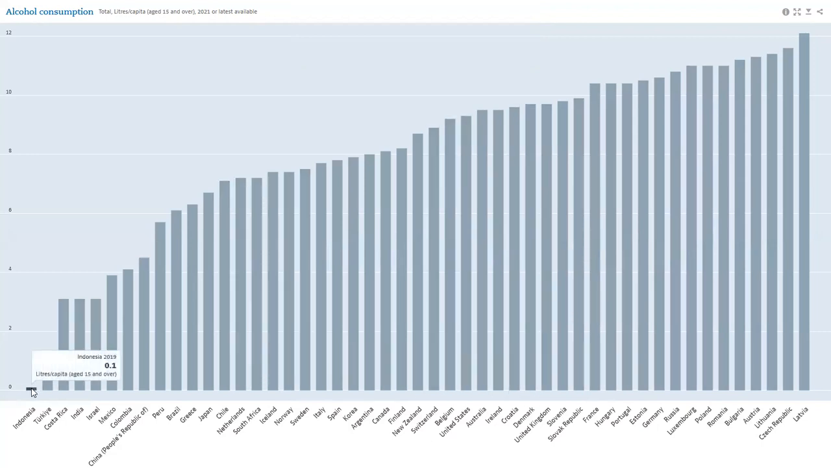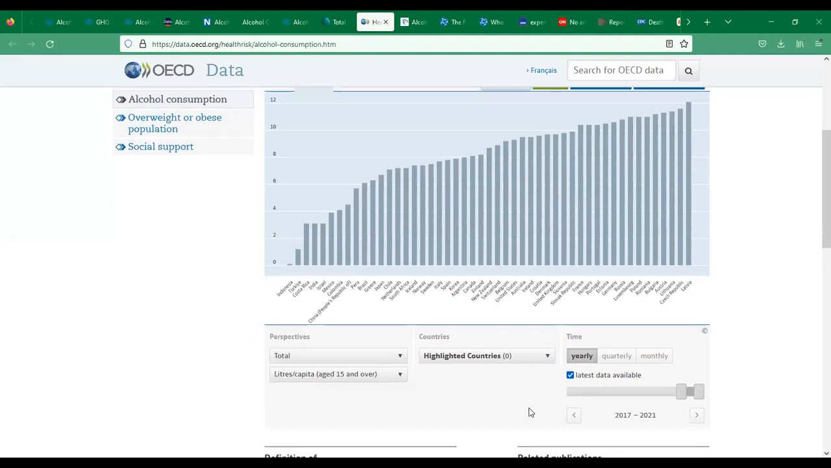You'll see that Indonesia, with a great population, has very low consumption, extremely low. So that's in terms of countries with huge alcohol consumption.